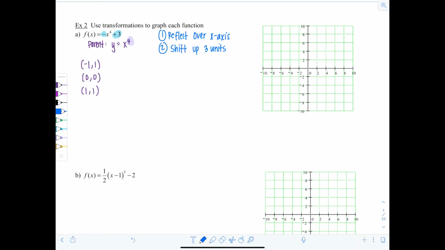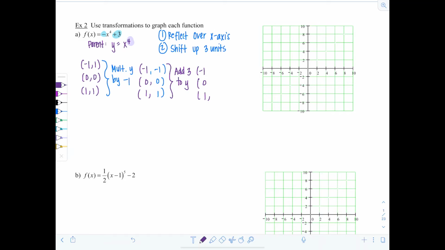All right, so to reflect over the x-axis, I need to multiply y by negative 1. I'm not going to touch the x-coordinates. They stay the same, so they're going to stay negative 1, 0, 1. And then now my new y-coordinates are going to be negative 1, 0, and 1. And then I need to shift up 3 units, so I'm going to add 3 to y. So we have negative 1, 0, 1, and then my new y coordinates are going to be 2, 3, 2.